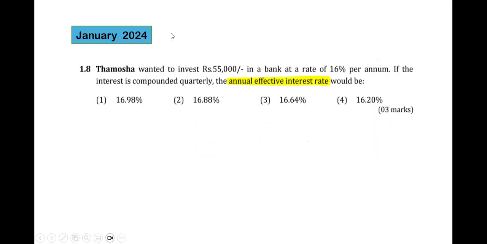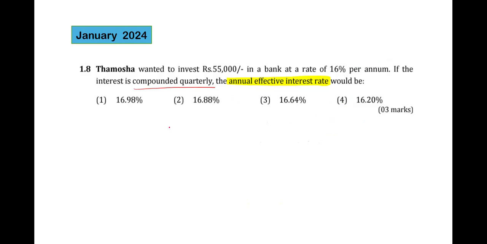Now, 2024 January, question number 1.8. Here, Thomas wants to invest 55,000 in a bank at 16% per annum, the annual rate is 16%. If the interest is compounded, here also important, compounded quarterly, then interest is added after every 3 months. Quarter means 3 months. Then 1 year has 4 quarters. Compounded quarterly, the annual effective interest rate would be.